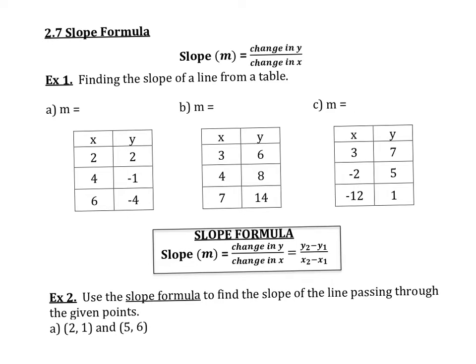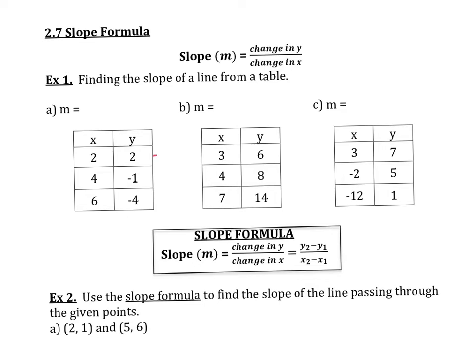Okay, now example 1 is finding the slope from a table. If you already wrote this down with 2.4 notes, you do not need to write it again, but we didn't get to it in class, so most people did not write it down. Okay, so if I have a table and I want to find the slope, I'm going to use the fact that the slope is the change in y over the change in x. So I'm going to look at the y column first.